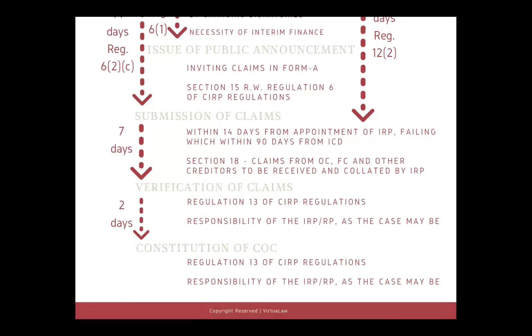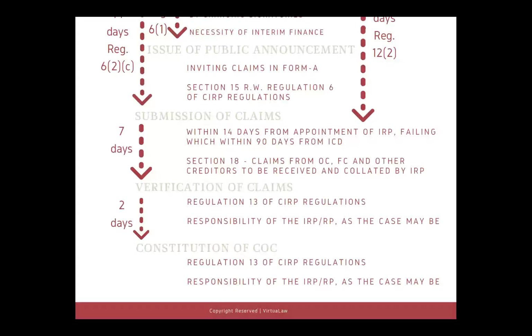And how do I constitute the COC? Take a hypothetical example. Let us say there are 3 creditors of a corporate debtor. Creditor A has a claim of 40 rupees. Creditor B has a claim of 30 rupees. Creditor C has a claim of 30 rupees. In such cases, assuming all the 3 are financial creditors, the COC will comprise only of these 3 creditors: creditor A, creditor B, and creditor C. Creditor A will have 40% voting rate, creditor B will have 30% voting rate, and creditor C the balance 30% voting rate.